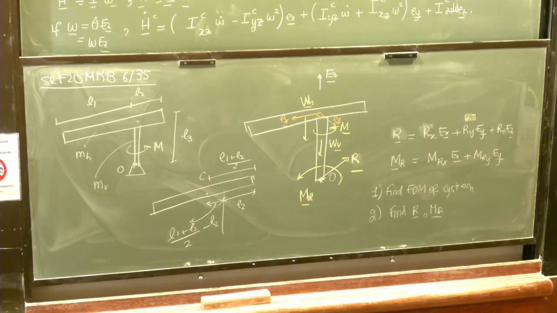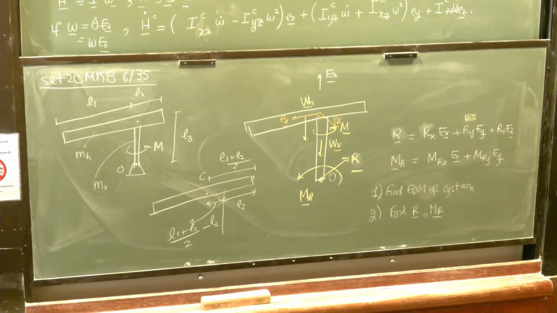Any questions? Anyone? So what is the moment of inertia about O, IOZZ? What is it going to be? What is IOZZ? Does anyone have it? Can I see it? It is 1/12 ml squared plus, yeah. Good.